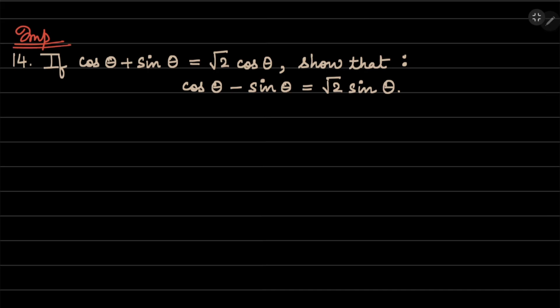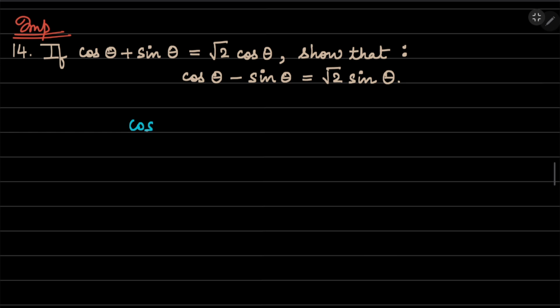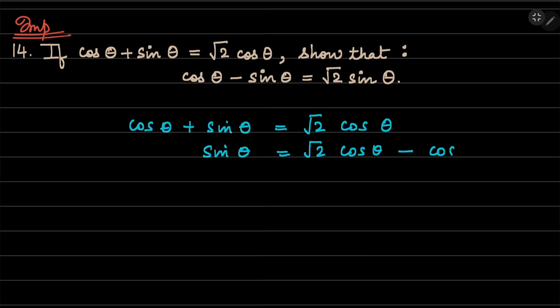Let's write what is given first of all. You are given cos theta plus sin theta is equal to root 2 cos theta, right? Let's have sin theta on one side and take cos theta to the other side. So you have root 2 cos theta minus cos theta. Take cos theta common out. What you have is root 2 minus 1. Okay. Now here we need cos minus sin, right?